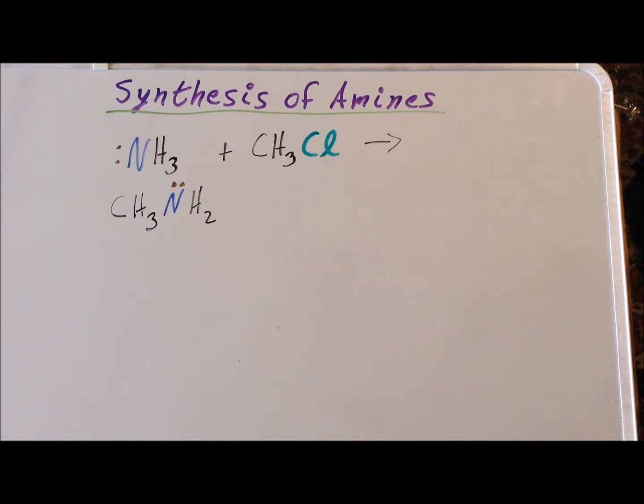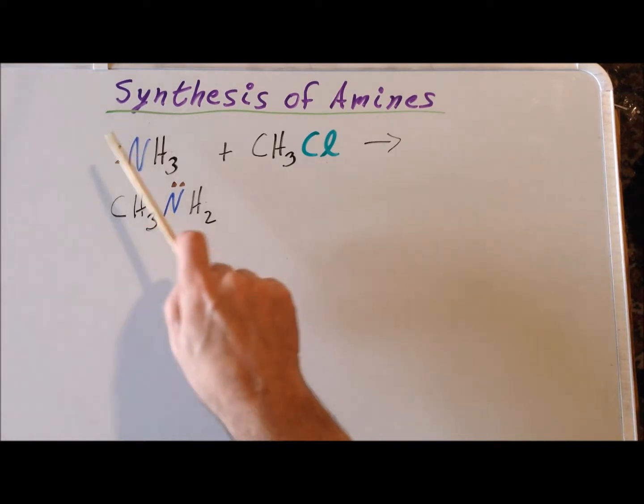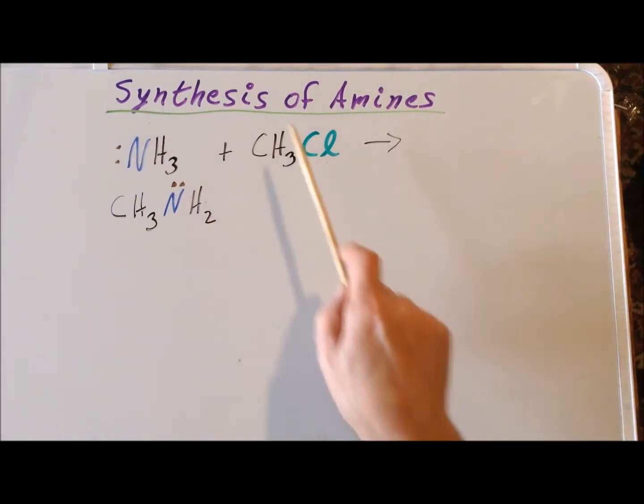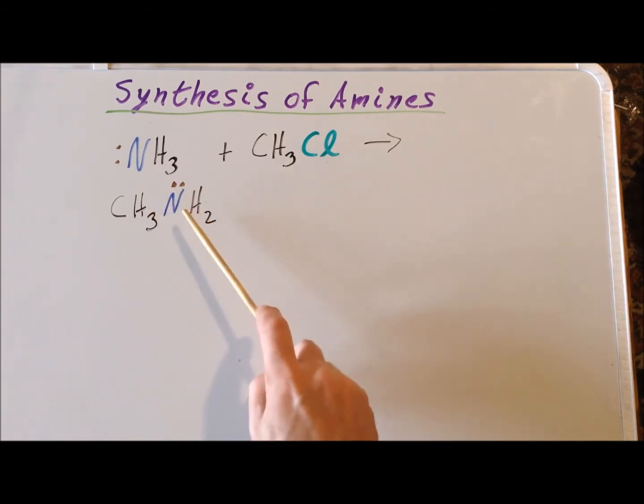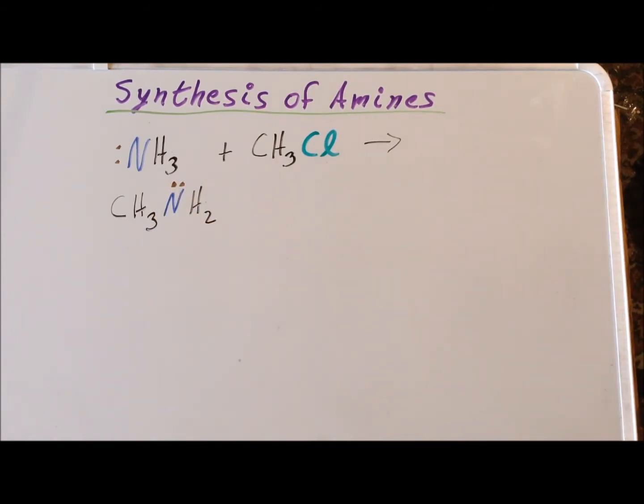Recall that at the very beginning of this video, the very first reaction that we looked at was the reaction of ammonia with chloromethane, and we saw that the product we were going to get from that was methylamine. Now, an important consequence of this type of reaction is that our product, methylamine, is a nitrogen compound where nitrogen still has a lone pair.